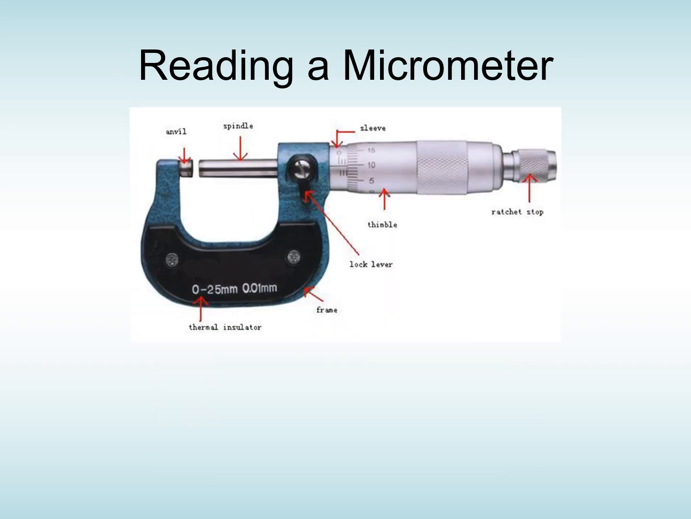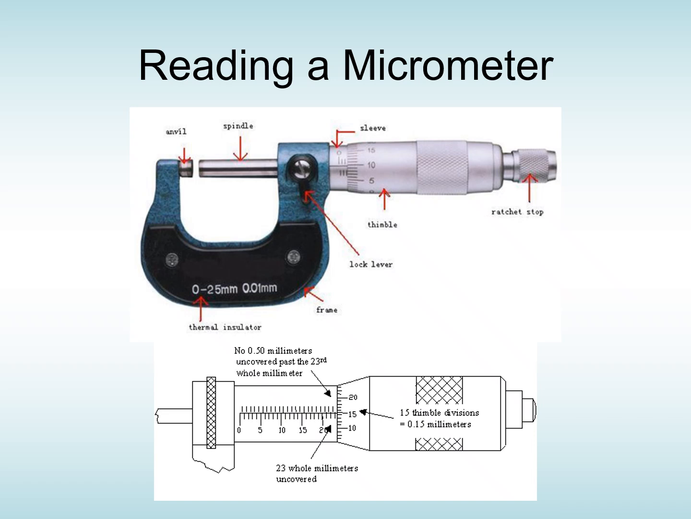The other way to measure the diameter is to use a micrometer. Now, a micrometer is a little bit more sophisticated than a vernier. You can see the anvil, the spindle, sleeve, the thimble, a ratchet stop, lock lever, frame, and a thermal insulator. And what's quite interesting is the thermal insulator's there to stop the frame from warming up too much from your hand, and thus making it less accurate because of expansion.